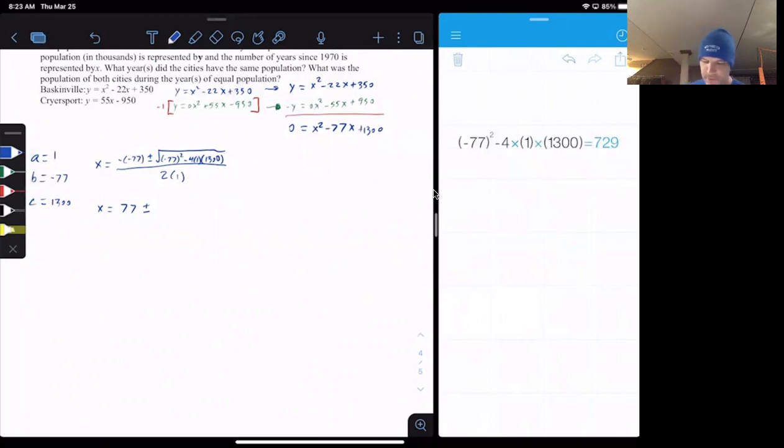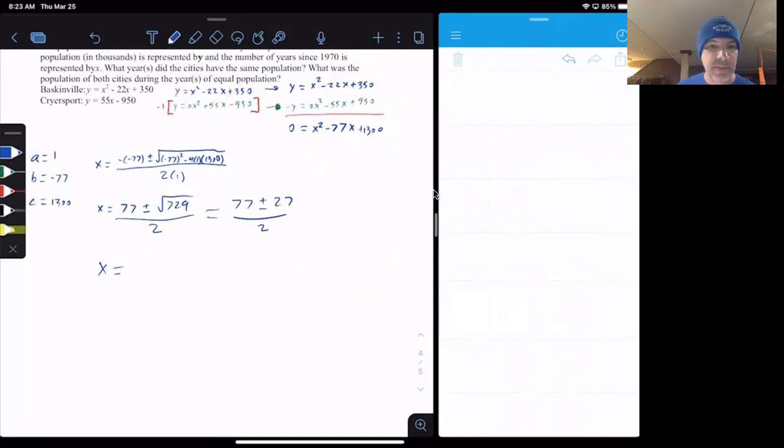Okay, 729. I changed my mind. I'm going to write it out over 2. Now what we'll do is we have to figure out what the square root of 729 is. So we'll square root this whole thing. It's 27. So we get 77 plus or minus 27 over 2. Okay, so x is going to equal, we're going to do 77 minus 27, which is 50, and 50 divided by 2 is 25. 77 plus 27 is going to be 104, and 104 divided by 2 is 52.